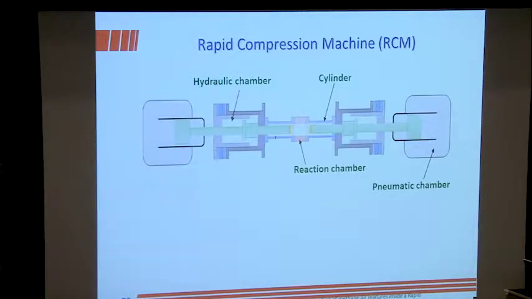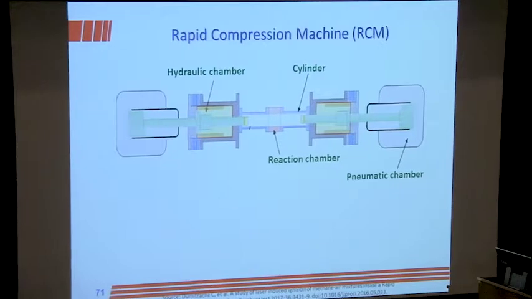These are the pistons at top dead center, fully compressed. We have a hydraulic chamber here, the cylinder, and the reaction chamber. We draw back the pistons. After we draw back the pistons, we enter a sample of our test gas into this space. Then we lock the cylinders in place using the hydraulic chamber.